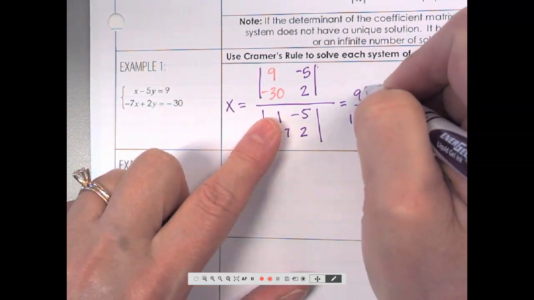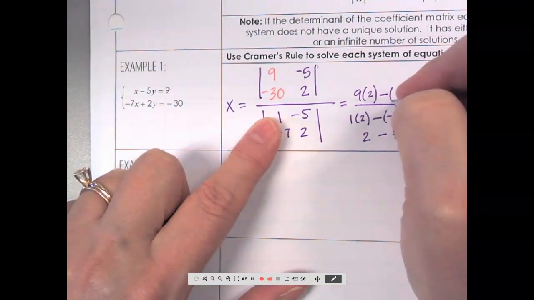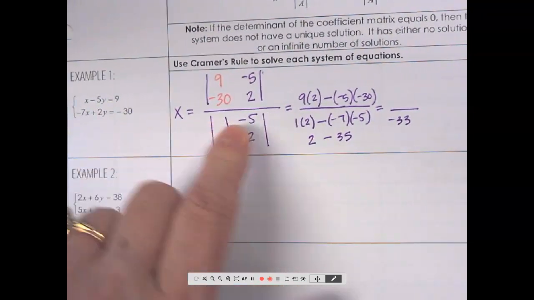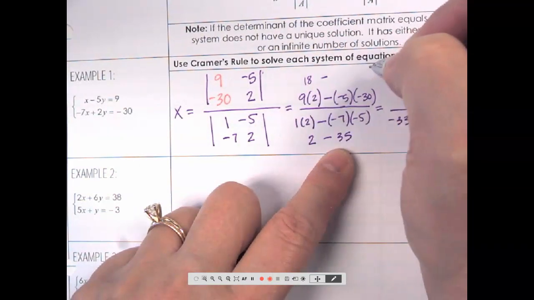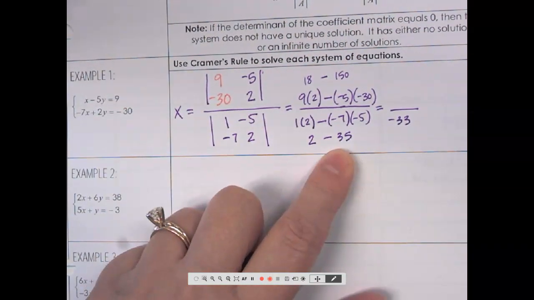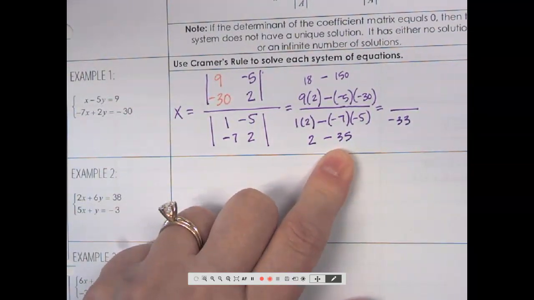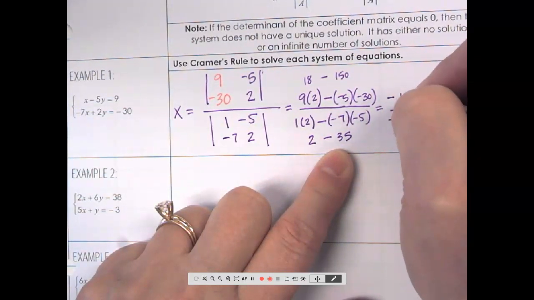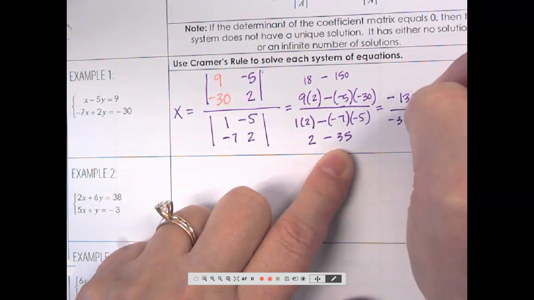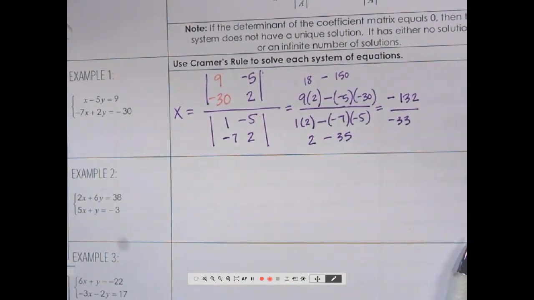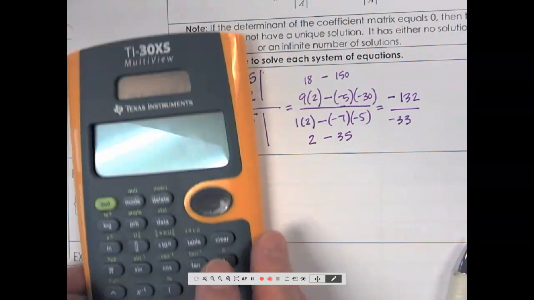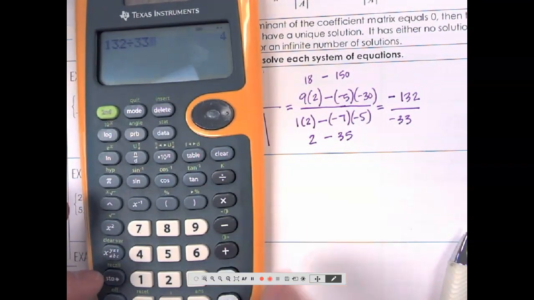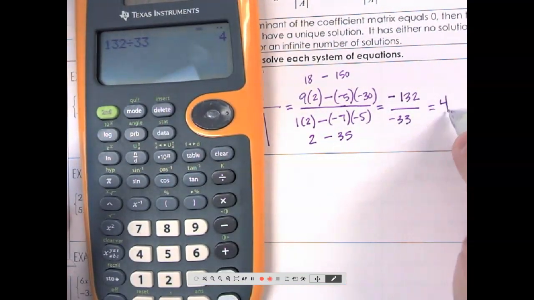Now let's simplify this. 9 times 2 subtract -5 times -30. That's 18 subtract 150, and that's -132. Y'all check me on that. Is that right? Okay, thank you. And now let's divide that. Hopefully it'll divide evenly, but we'll see. 132 divided by 33 is 4. So my x coordinate is 4.